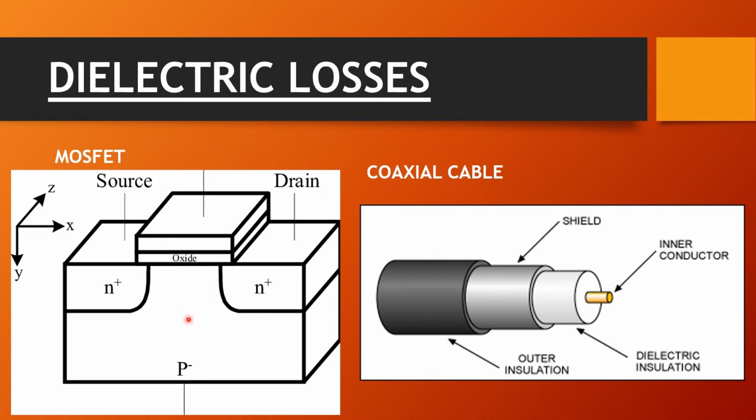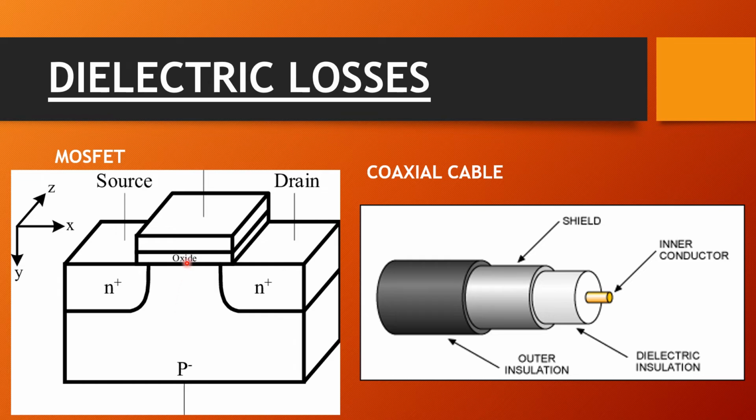Always the current will flow from drain to source, whether we talk about the N type of devices, because the flow of the majority carriers is from source to drain. Now here, the source is grounded and the drain is at high voltage, and this is the oxide layer which is between the gate and the channel.